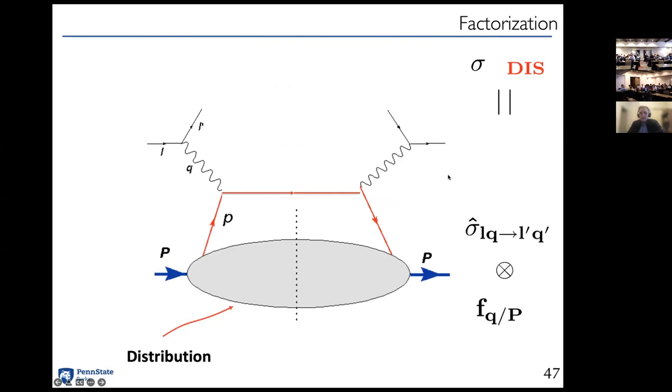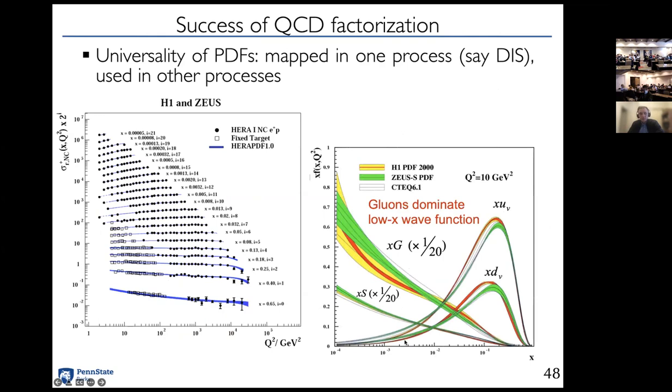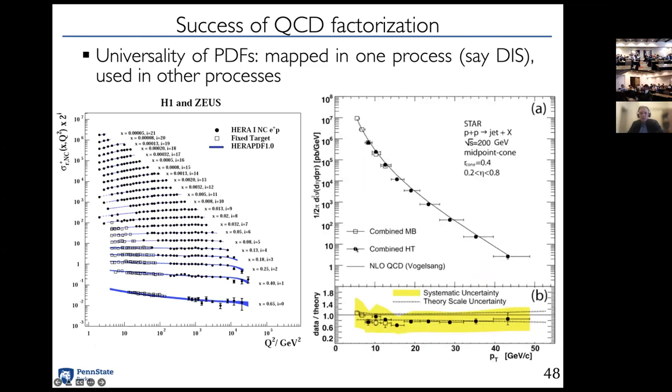So for DIS, we factorized the cross section into the leptonic parts now and the part that contains the information about the structure of the nucleon. So the universality of PDFs, of course, is also very important. So it means that the same matrix elements are used to describe different processes, so that we take them from one experiment, extract the parton distribution functions here, PDFs, and we can then predict something else.